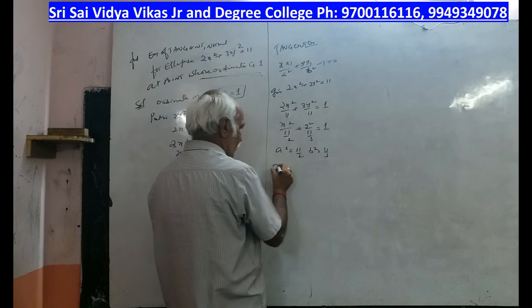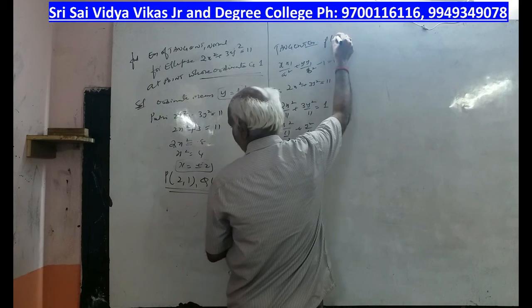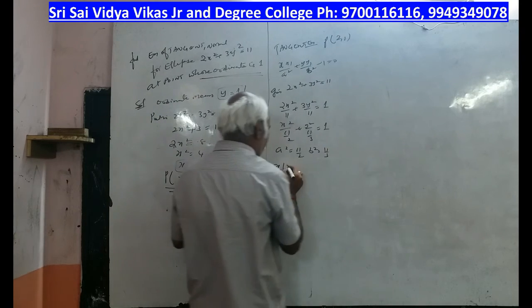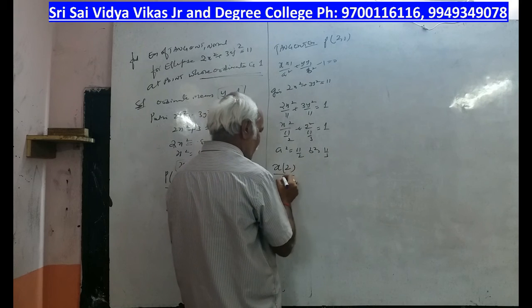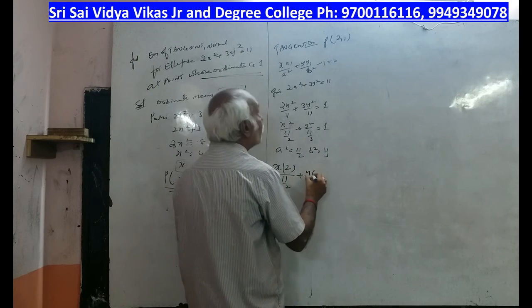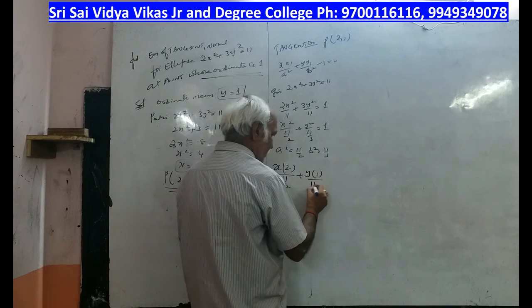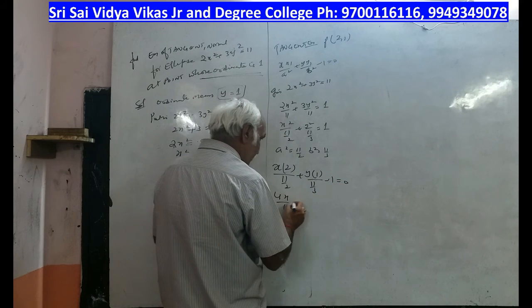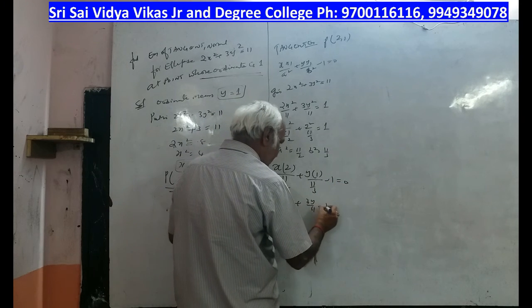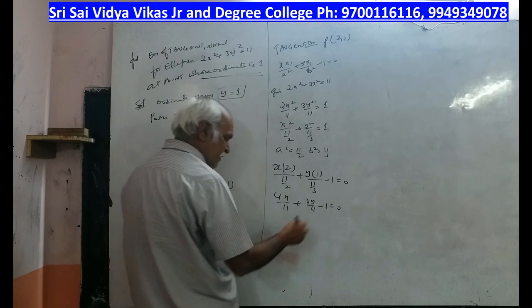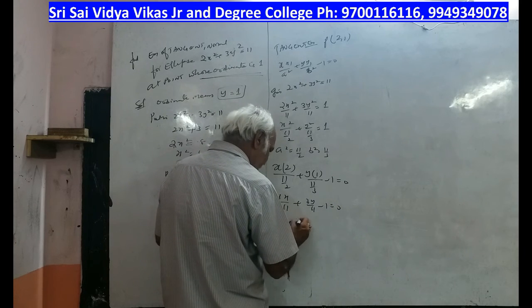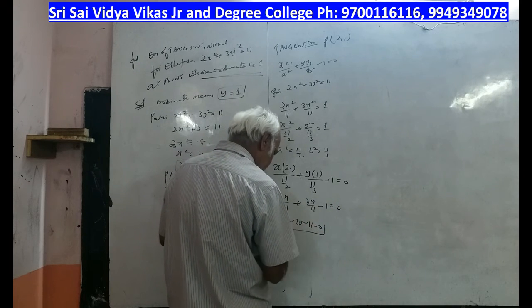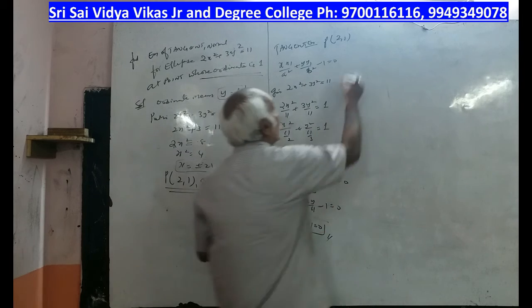Put here. What is the P point? I will consider P point 2 comma 1. 2x by a², that means what, sir? 11 by 2. y into 1 by b² is 11 by 3, minus 1 is equal to 0. 4x by 11 plus 3y by 11 minus 1 is equal to 0. LCM is 11. 4x plus 3y minus 11 is equal to 0. Right? Next.